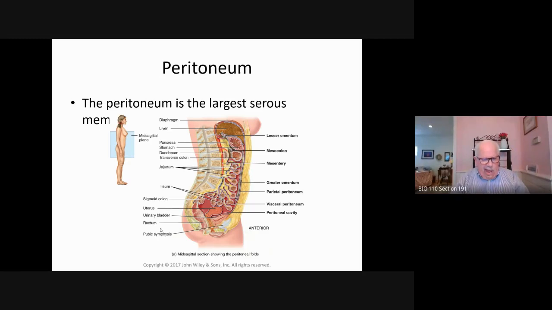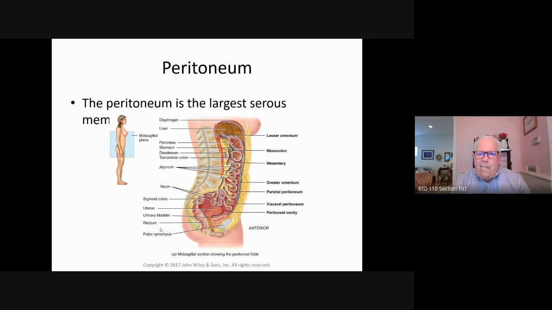Now, in AP1, you learned about serosal membranes. The peritoneum is the largest serous membrane in the body. And if you can remember correctly, a serosal membrane has two layers. The outside layer is the parietal layer, and that parietal layer covers the cavity. And the visceral layer covers the organs.